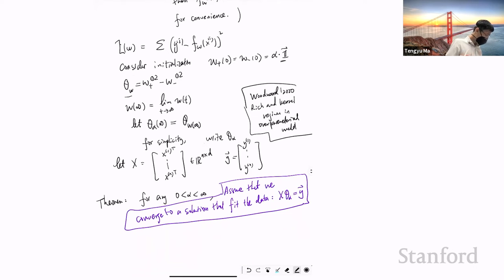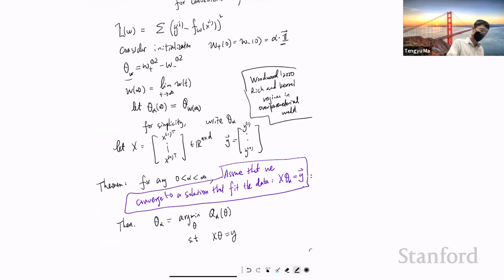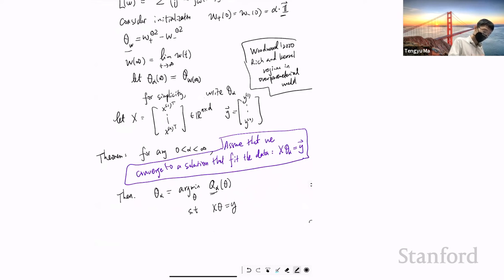So suppose you have this, then we know theta alpha is not only a feasible solution, not only a zero-error solution, but it's actually the minimum norm solution, or minimum complexity solution according to the following complexity measure. So you take the arg min over theta such that X theta equals y. Among all the feasible solutions, you try to find the minimum complexity, where the complexity is defined by Q alpha.